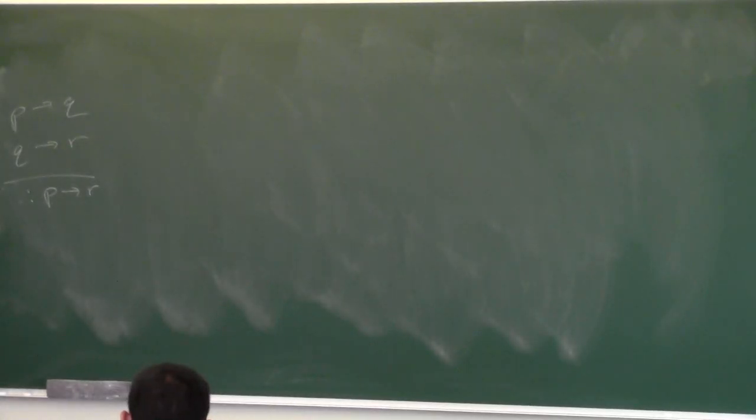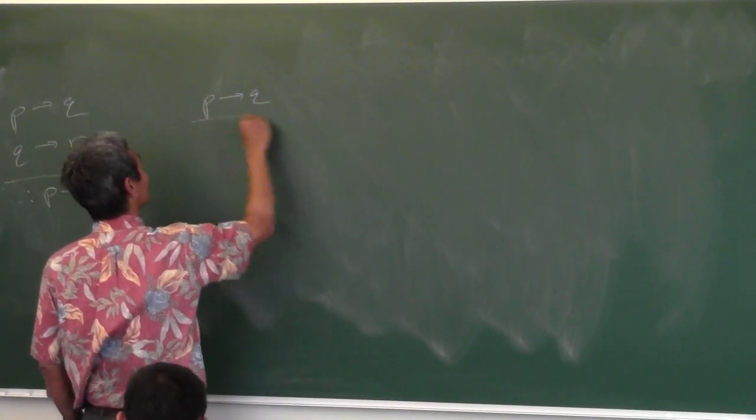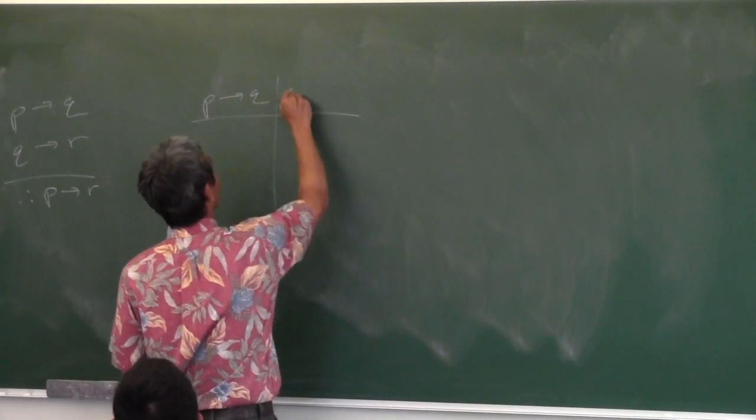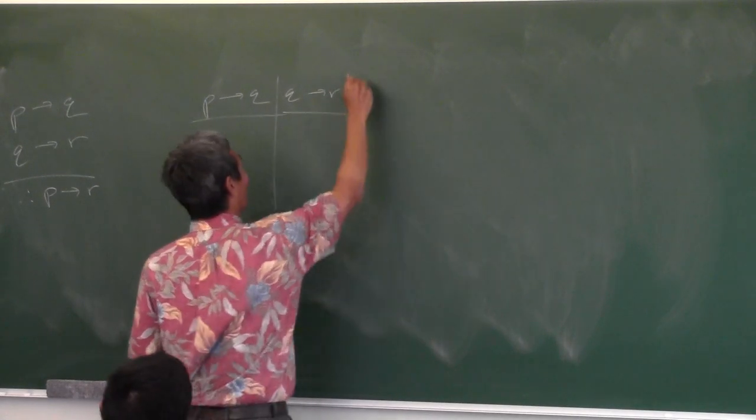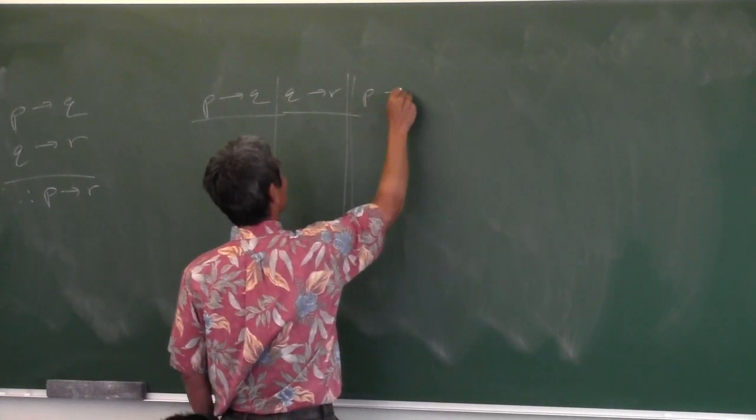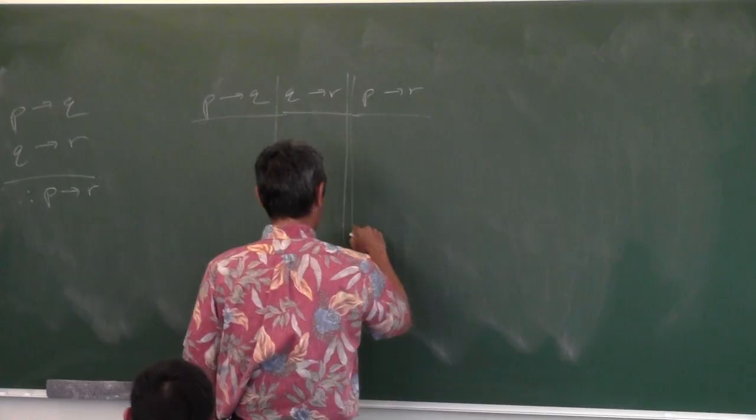Anyway, is this argument valid? Does it make sense to you? Yeah, but some of you don't think logically, so even if it makes sense to you, it might not be valid, right? So how do we determine if this argument is valid? We need to make a truth table. So here's the first premise, P implies Q. Here's the second premise, Q implies R, double bar, and then the conclusion, P implies R. We need to make a truth table for this.